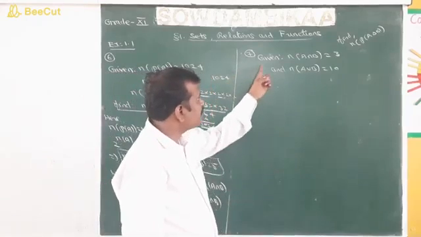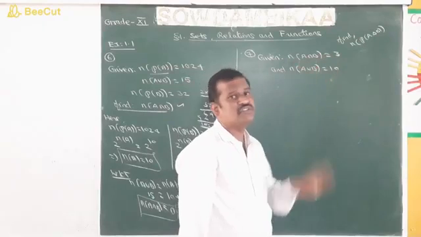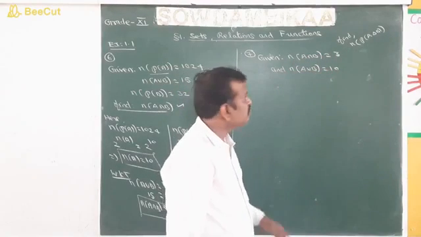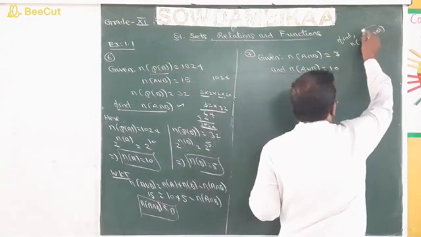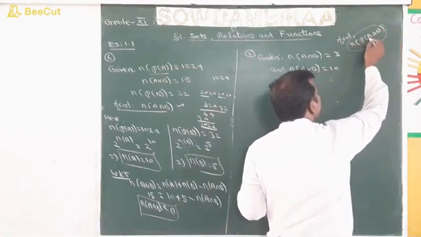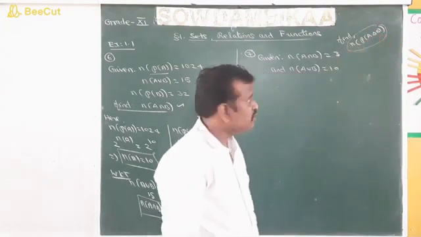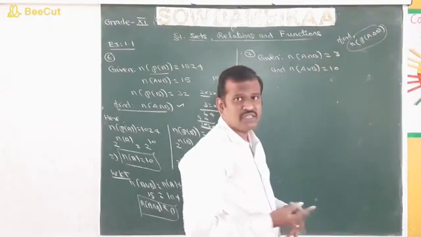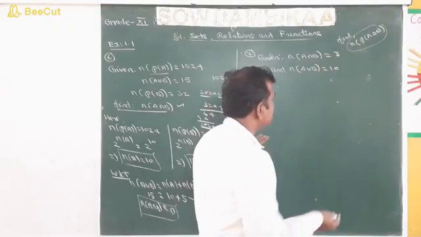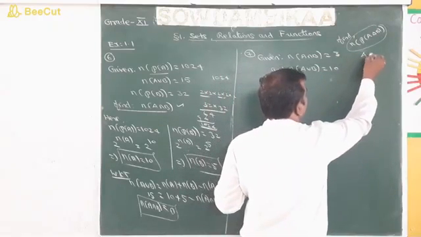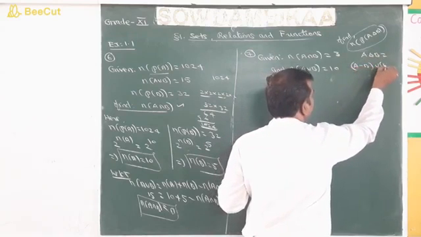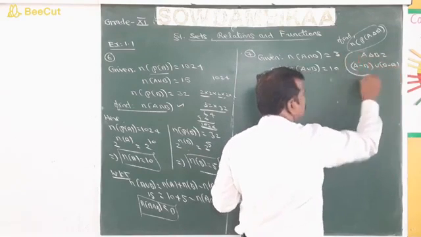It is given that n of A intersection B is equal to 3, and n of A union B is equal to 10. With this we have to find n of the power set of A symmetric difference B. So first we have to find A symmetric difference B. Can we recall the formula for symmetric difference? Yes. A symmetric difference B is nothing but A difference B union B difference A. So this is the formula.